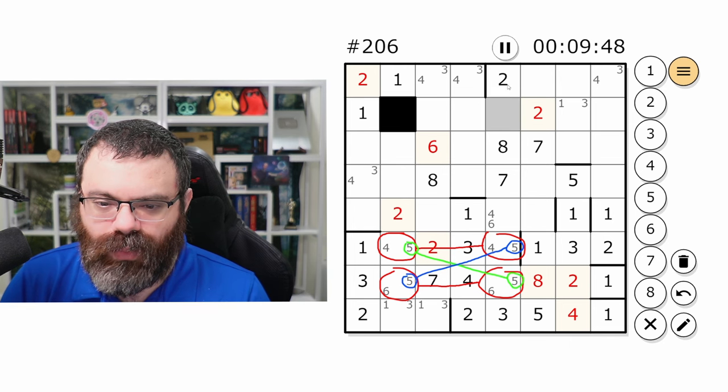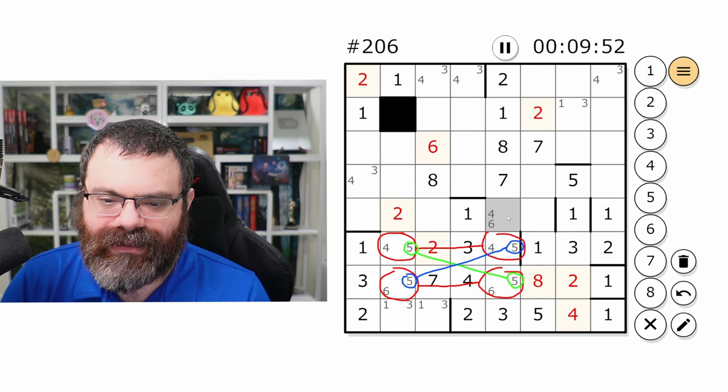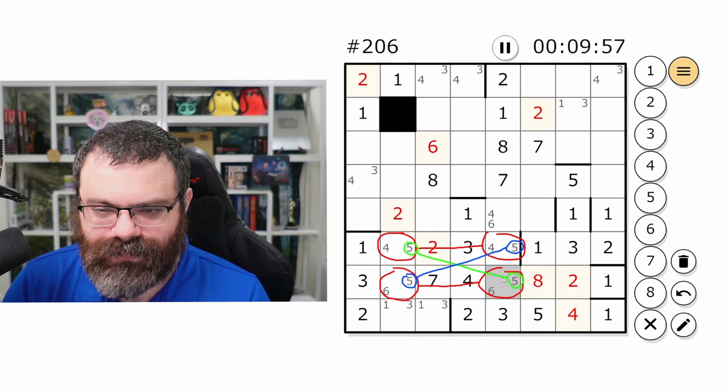And now we need a 1 in the column. This can't be 1. These can't be 1. So that's our 1 for the column. And now we're left with this 4, 5, 6 triple and fives in one of these two. Very nice.